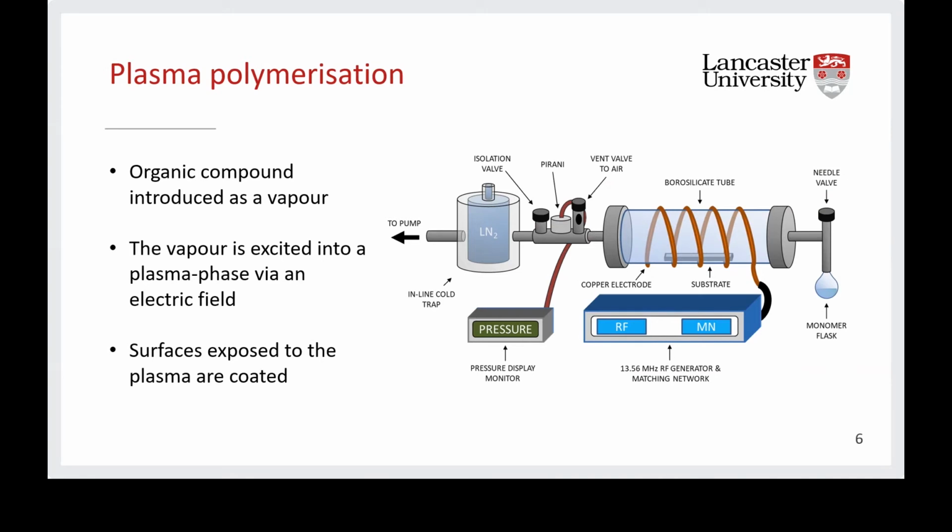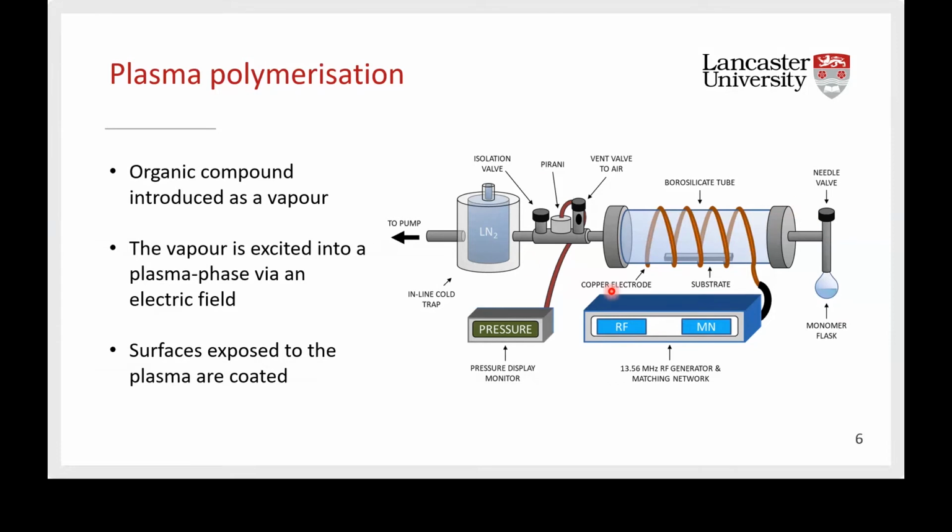Obviously, there are a lot of different coating techniques available. The one I'm going to talk about today is plasma polymerization, which, as I said, is a particular focus of our research group. So in plasma polymerization, you use an organic compound. You introduce that into a vacuum chamber as a vapor, although there are atmospheric variants of the technique. That vapor is then excited with an electric field, the plasma phase. If you put your material to be coated within that plasma, all the surfaces that are exposed to the plasma will be coated. The image here is a lab-based system.